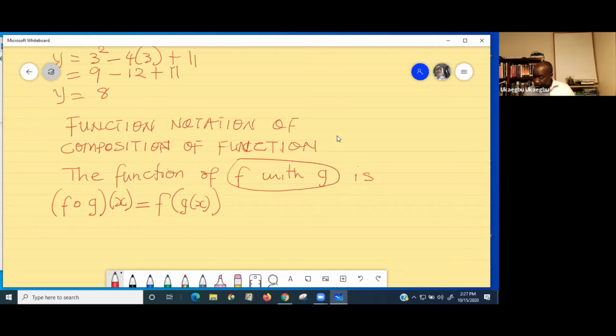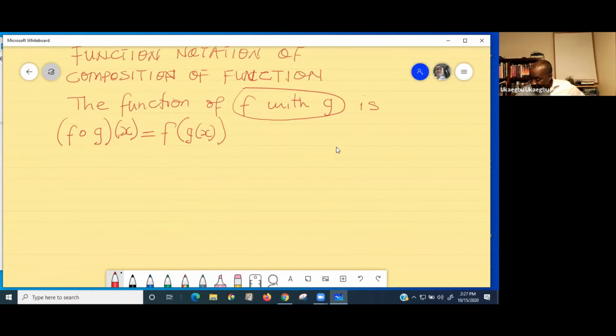So that means you are going to be given two functions: one function of f in terms of x, and another function of g in terms of x. And then all you do is take the g one and substitute it into the f one. That's it. So now let's say it again in a different way. This is very important.